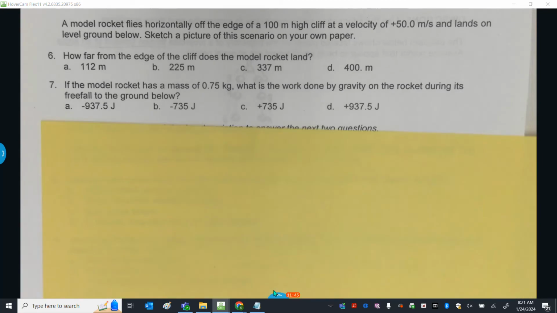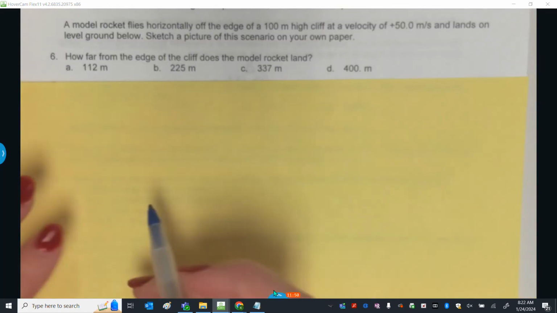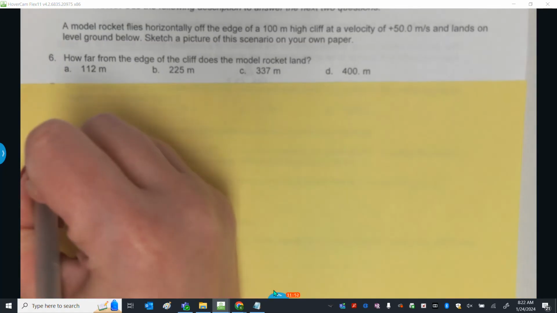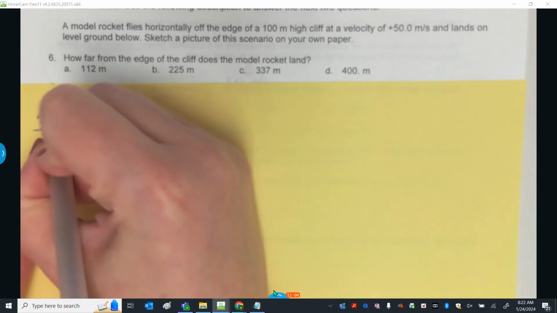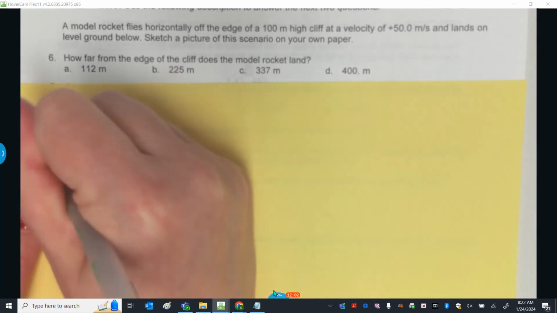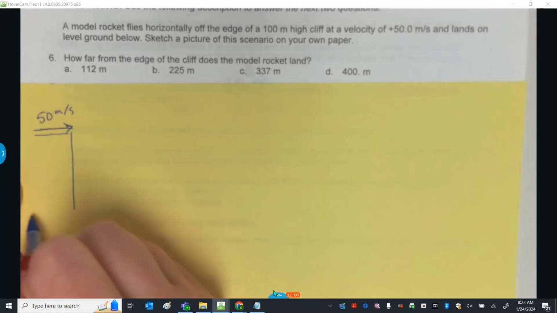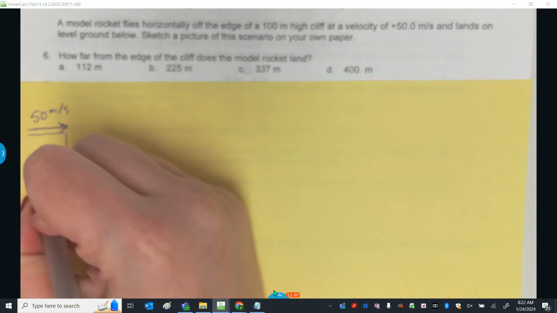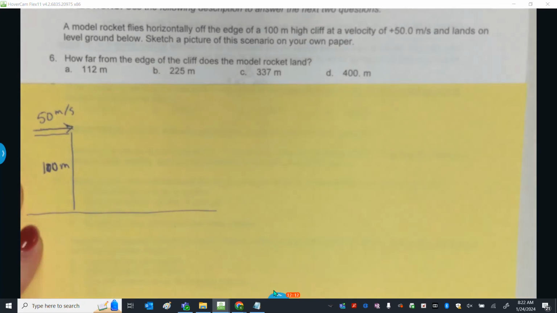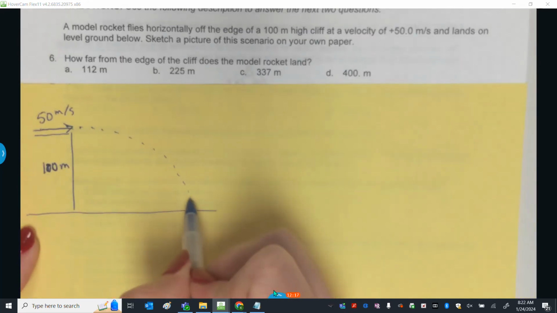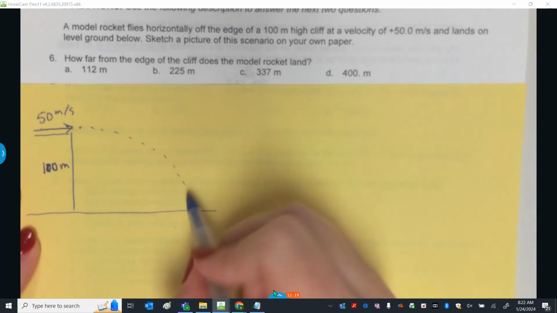So, let's go ahead and draw a picture of what's happening with this launch. I know that I have my model rocket. I know that my model rocket is flying horizontally off the edge of this cliff with an initial speed of 50 meters per second, and that this cliff that it's on is 100 meters high. I know that when it does this, it's going to become a projectile and it's going to follow a trajectory like this, and it's going to land somewhere over here.